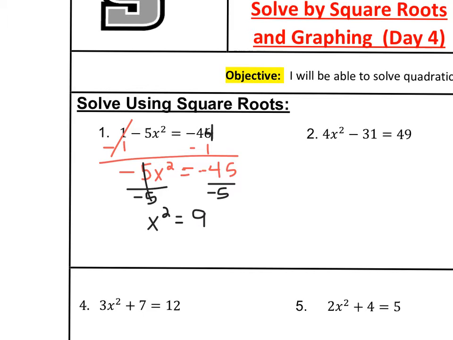Okay, so now I have x squared is equal to 9. How do I get the x by itself? This is what I was talking about, how it's going to have two solutions. We're not going to use the plus or minus symbol right now. We're going to go ahead and say that x equals a positive 3 and x equals a negative 3.